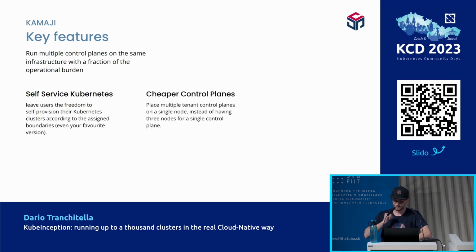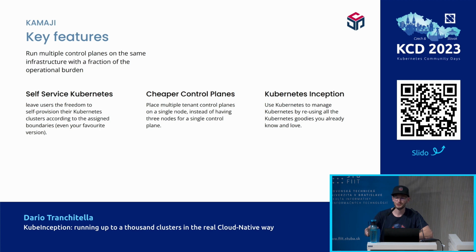And then it provides also cheaper control planes. We are running the control plane as pods and not as virtual machines. Virtual machines are pretty cheap, but pods are cheaper. And we are running the Kubernetes-inception. So Kubernetes-inception is our buzzword because we are running Kubernetes in Kubernetes. So this is the KubeInception. Why are we getting benefit from that?